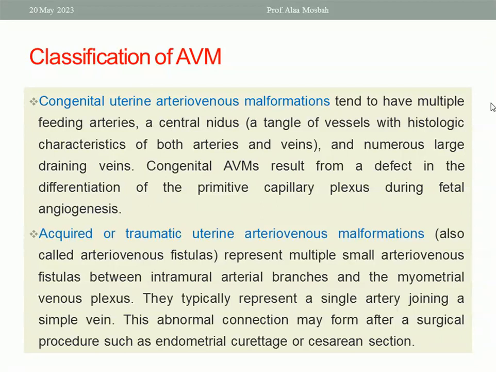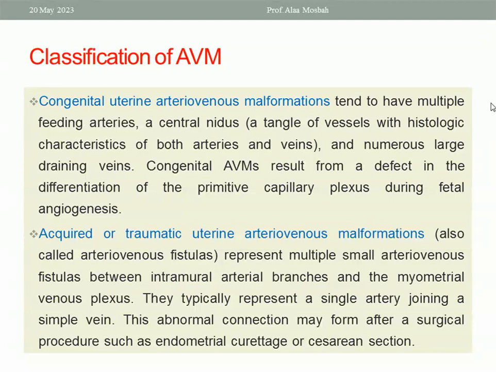So congenital uterine arteriovenous malformation can happen as any arteriovenous malformation in the body. That's why when you diagnose it in a certain organ, you should search for other malformations. Okay? So why does it happen? Defect in the differentiation of the primitive capillary plexus during fetal angiogenesis. The capillaries are not present and there is a connection between arteries and veins, branches of the uterine artery and the venous plexus.